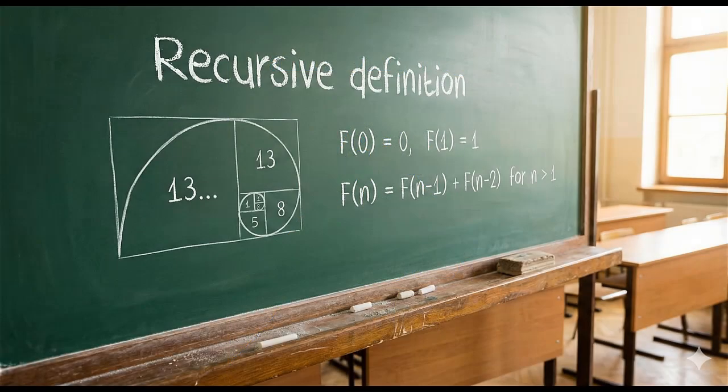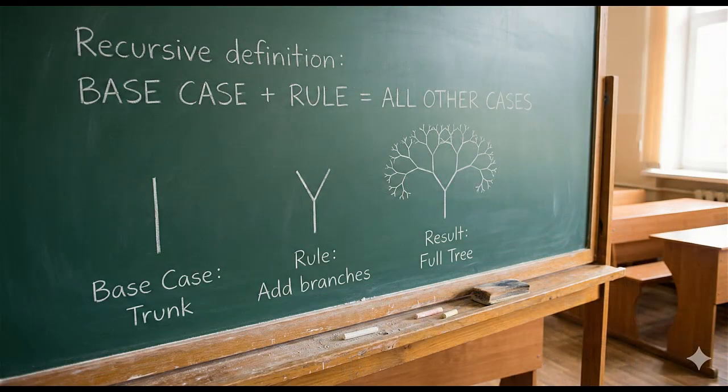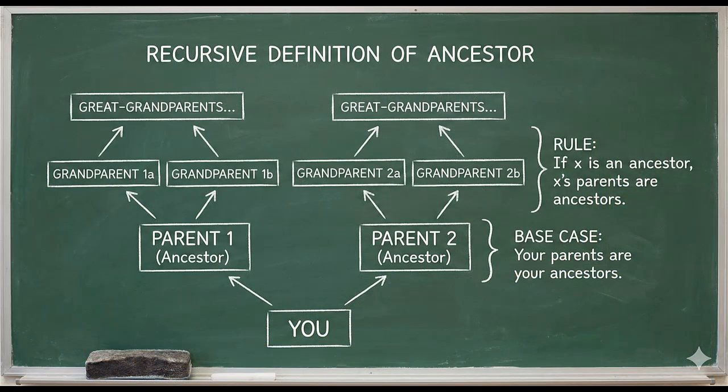And the third and final type of denotative definition is when you define something by giving a base case and a rule for generating all other cases from it. It's sometimes also called inductive definition. An example would be the family term ancestor, whose base we can say is your parents are your ancestors. The rule can then be, if X is an ancestor of you, then X's parents are also your ancestors.